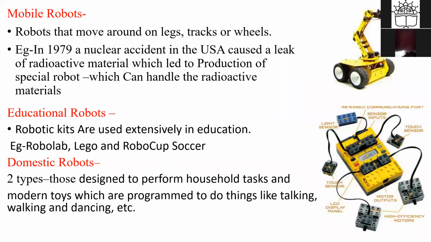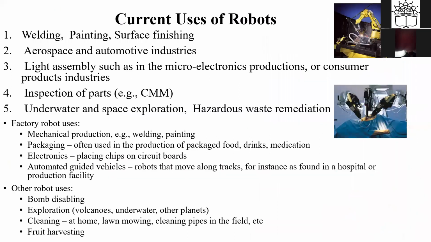What are the different types of robots? Mobile robots. Mobile robots means robots in which the leg is not fixed. Instead of legs there are wheels, so it can move from one point to another. Educational robots are the robots which are used for educational purposes. Domestic robots are the robots which are used for household applications. What are the current uses of robots? For welding, we are using robots.